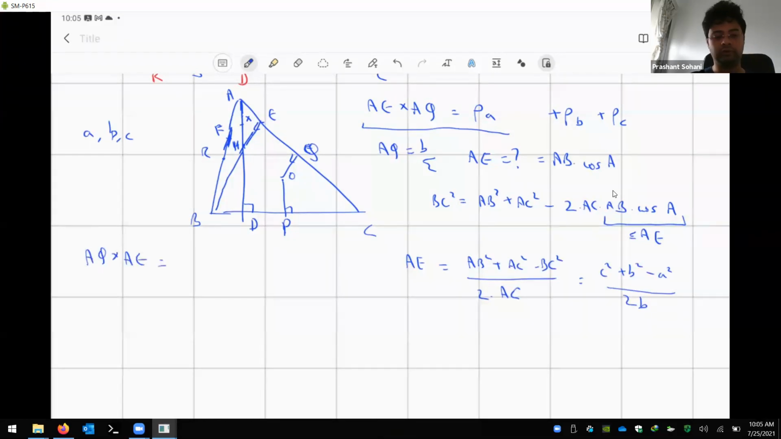Because B in this part and this part will just cancel, right? So we'll simply have C square plus B square minus A square by 4. So this was the rho A.